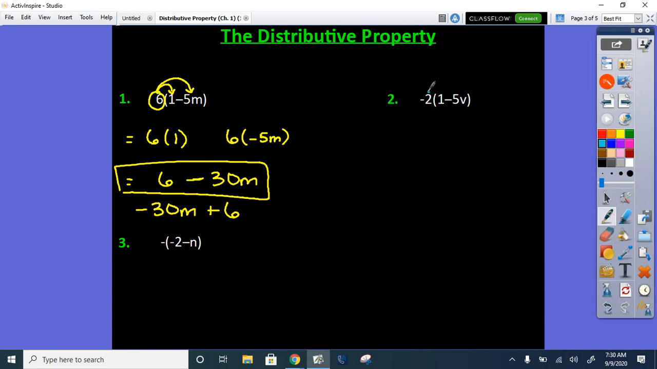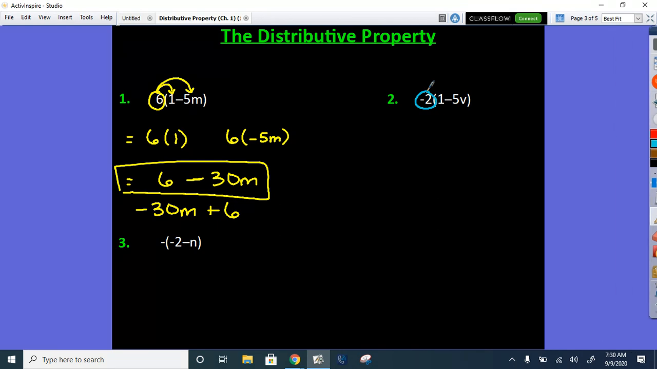Now I'm going to multiply. My factor here is this negative 2. I'm going to multiply it by 1 and negative 5v. So what I'm thinking here, and as you get the hang of it, you guys can just write this down. I have negative 2 times 1, and then I have negative 2 times negative 5v. The sign goes with it. Negative 2 times 1 is negative 2, and then here we have a negative times negative. Remember our integer rules here. That becomes a positive 10v.